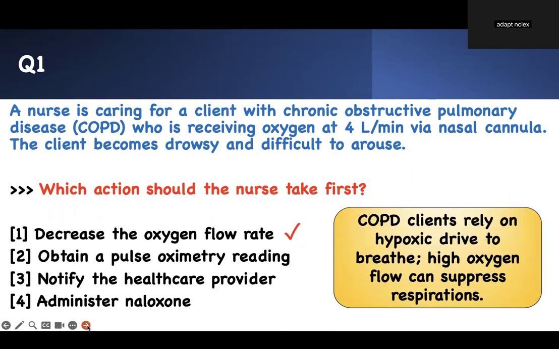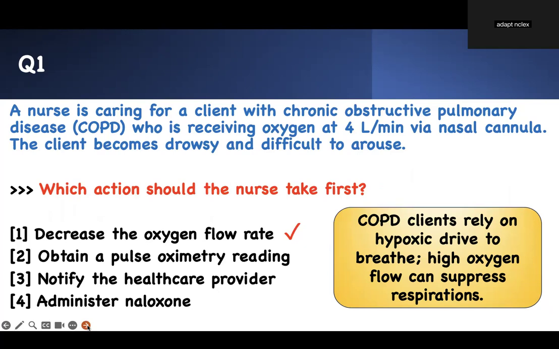But what is the key? A COPD patient relies on what? CO2, right? So when you give them too much oxygen, you take away their hypoxic drive. A high level of oxygen is a problem for them.